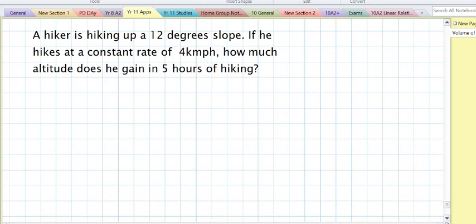A hiker is hiking up a 12 degree slope. If he hikes at a constant rate of 4 kilometers per hour, how much altitude does he gain in 5 hours of hiking?